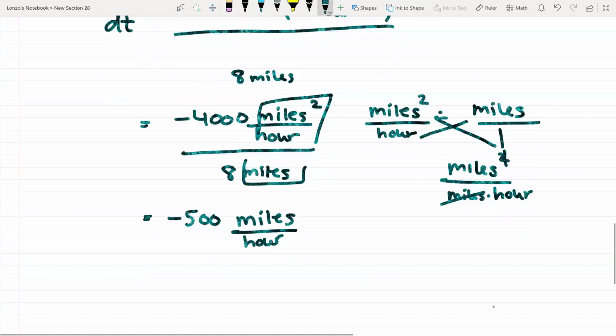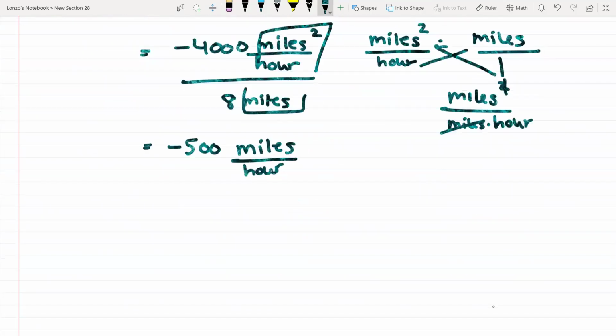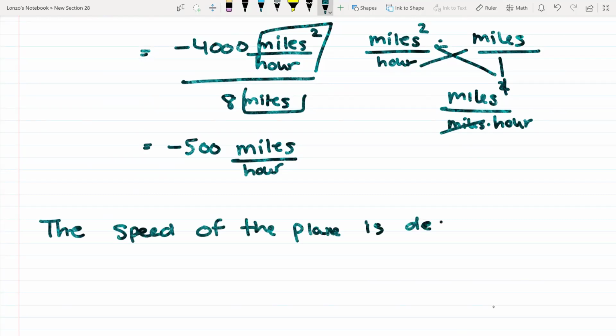Okay, and I guess you could express this in a sentence. You could say the speed of the plane as it lands is decreasing at 500 miles per hour. So you could say, in a complete sentence, the speed of the plane is decreasing at 500 miles per hour.